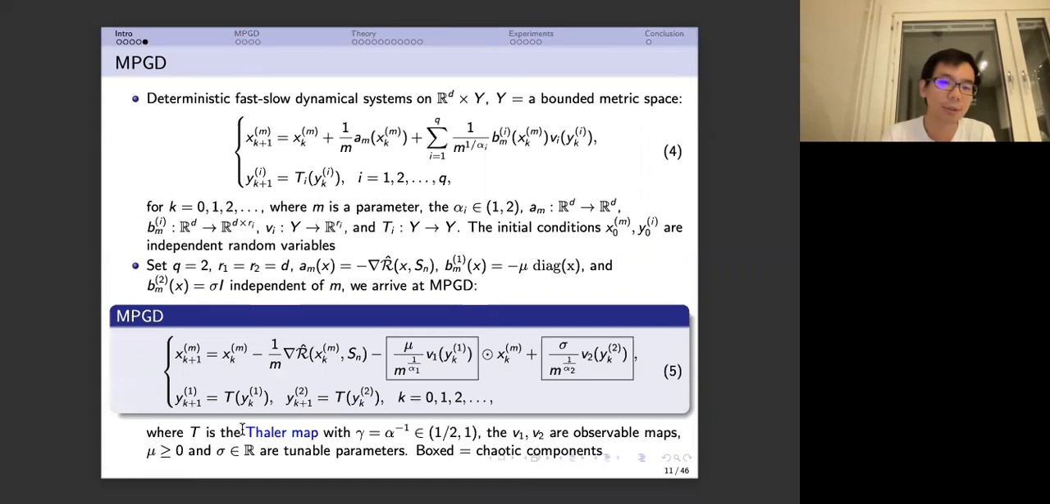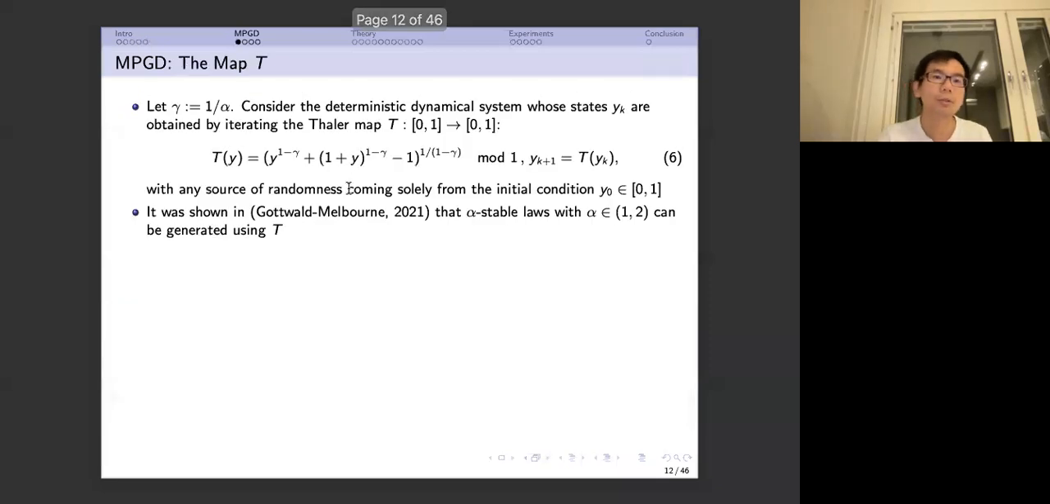Here we take T to be the Taylor map. The Taylor map depends on some parameter gamma, which is between 1/2 and 1. The Taylor map is basically a map that looks like this. And why do we consider this particular map? It has been shown in a recent paper by Gottwald and Melbourne that alpha stable laws with alpha between 1 and 2 can be generated using this map.